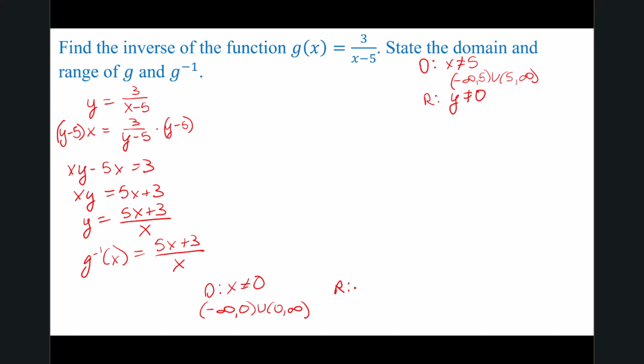And our range of the inverse function will be the same as the domain of the original function. So the range of our inverse function is y cannot be 5 because the domain of g of x was that x cannot be 5.